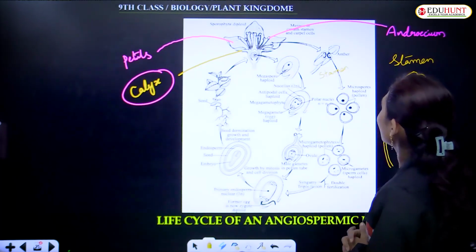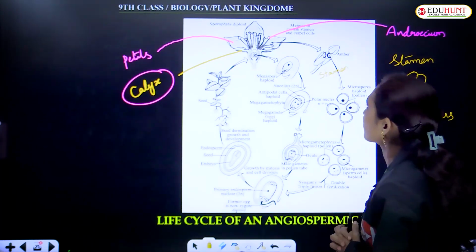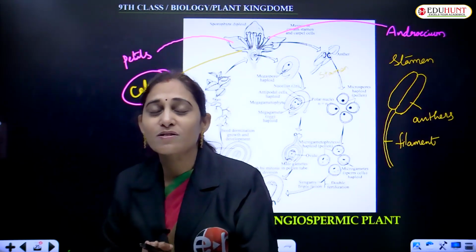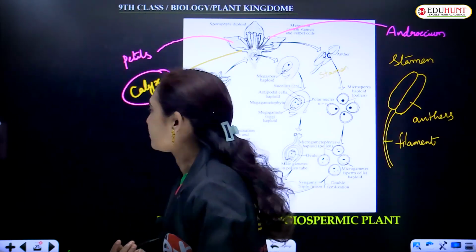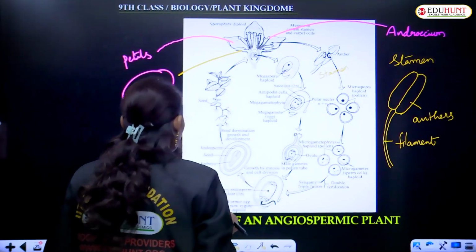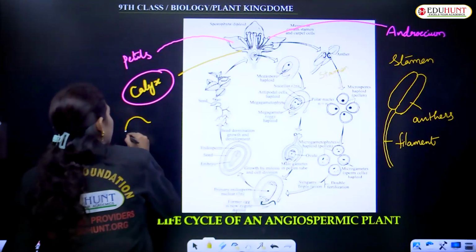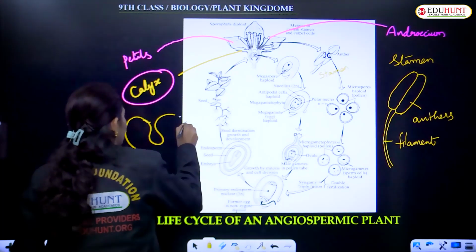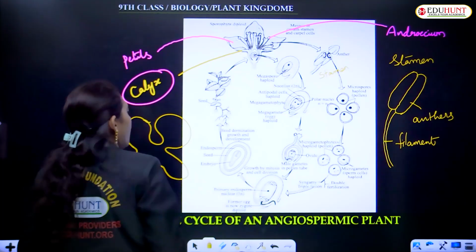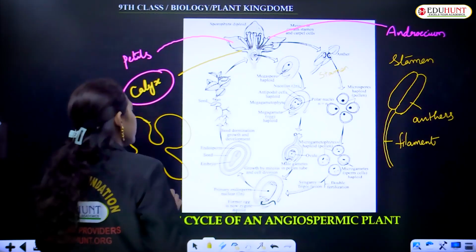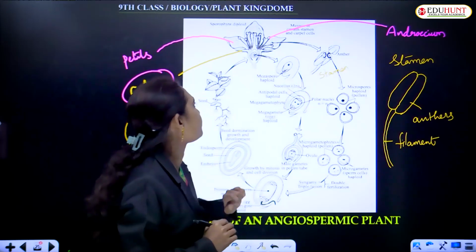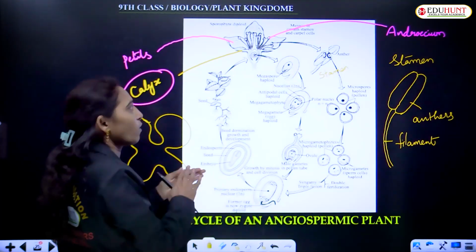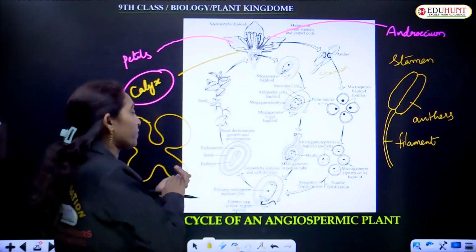And this anther, you can see a butterfly-like structure, if we take the transverse section of a mature anther. Roughly, the outline looks like this. Yes, like that. This is the outline of the anther, the section cutting of the anther.